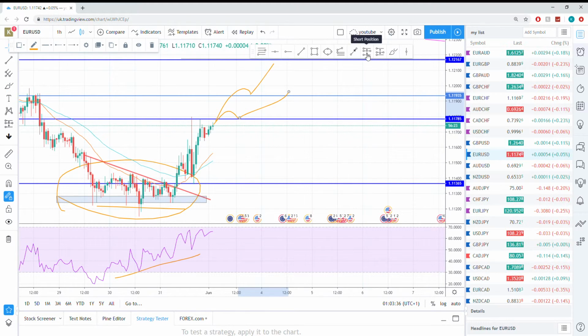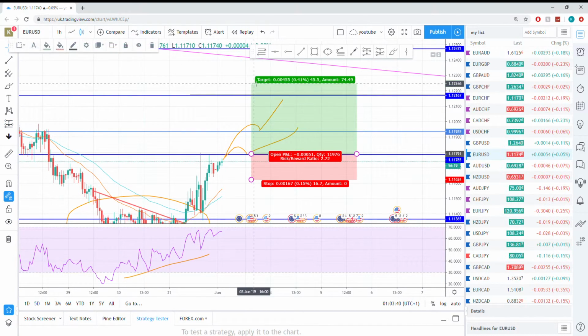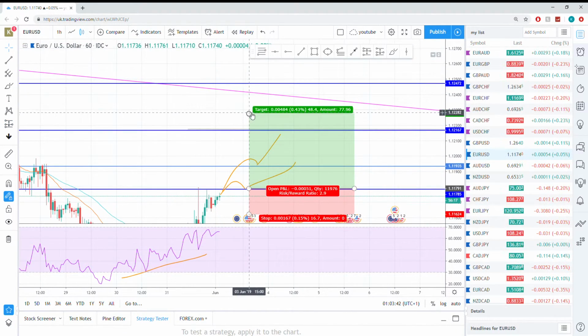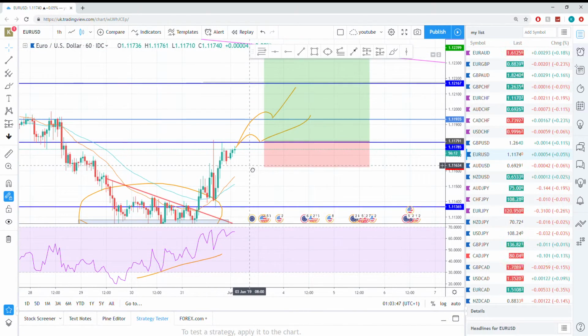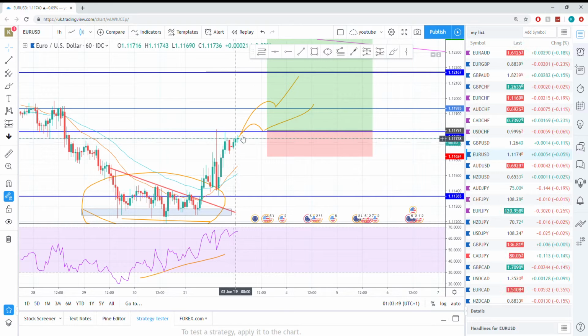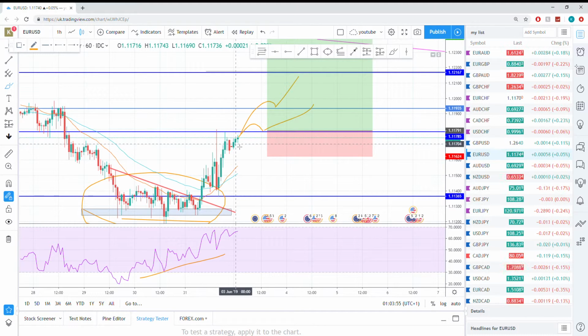So my potential position would look something like this, and the target would be towards the top of the channel. Eventually this could be a possible outcome, but the price can all change between the news of this week, so we just have to be careful if we do make the breakup to the upside.